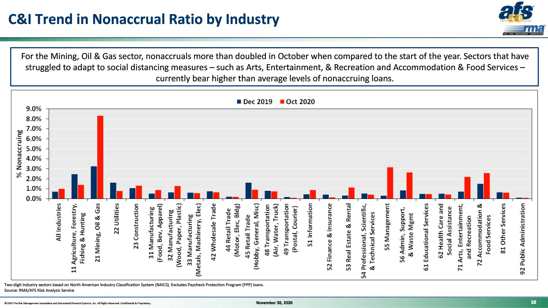And it's hard not to look at this chart and conclude 3 things right away. First off, mining, oil, and gas has by far been impacted the most. In December 19, it had the highest level of non-accruals, but just slightly above agriculture. Now, as of October 2020, it's almost 3 times higher than the nearest industry, 55 management.